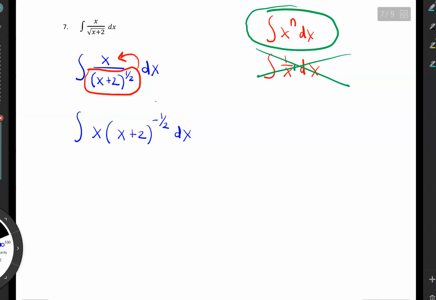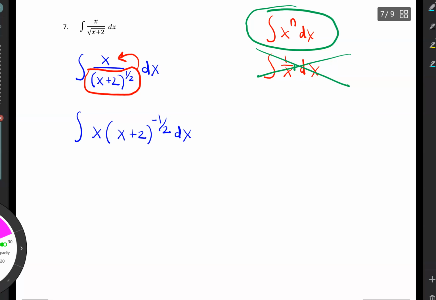You should ask yourself, can I distribute this x? Because if you can distribute the monomial into the binomial, our lives will be so much easier. But can I do it? No, it's not a plain binomial, right? If there was not that negative 1/2 there, yes, you could. But because we have this negative 1/2, I cannot distribute. So, okay, the easy way out is off the table. That's a bummer. Well, then we know the other tool in our tool belt is u substitution, right?